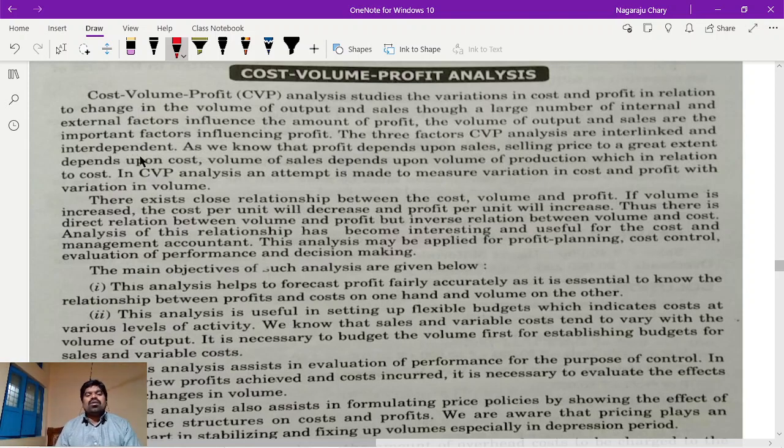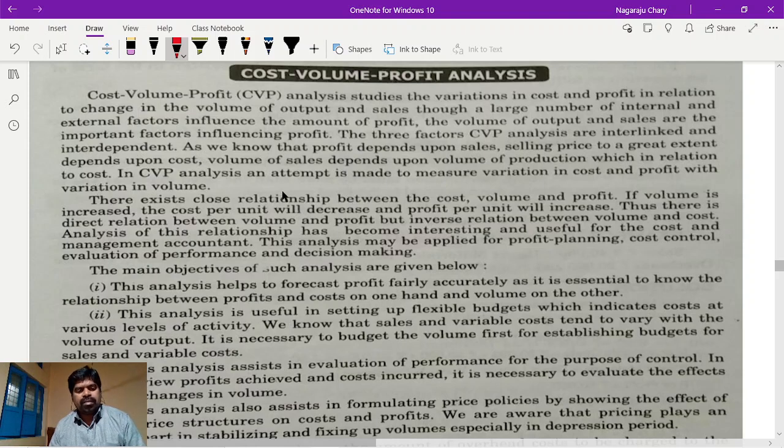Yes, definitely. How much cost we incurred on a product, how much value we produced, how much profit we earned on that. So these three factors are internally linked with one another. That's why, as we know, profit depends upon sales, selling price to a great extent depends upon cost, and volume of sales depends upon volume of production, which is in relation to cost.